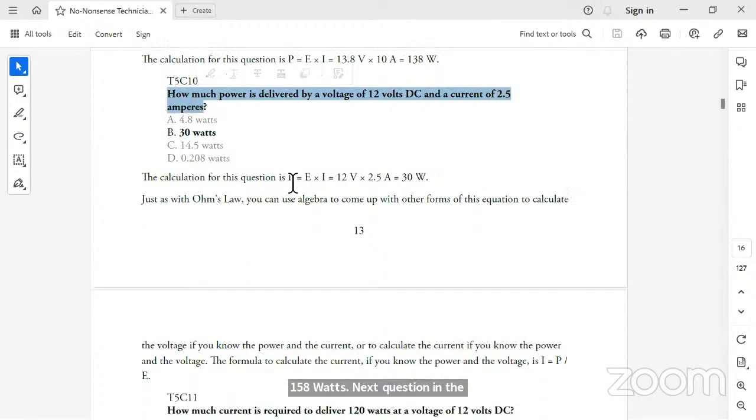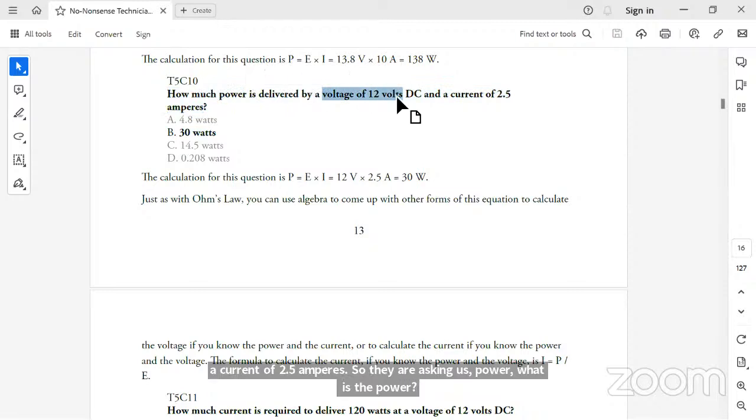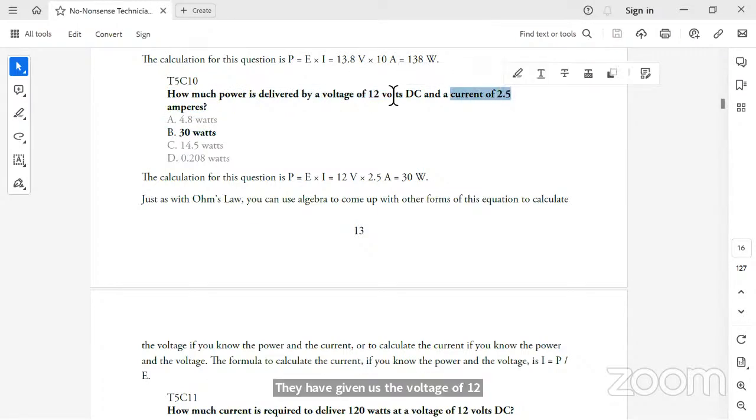Next question in the question pool. Again, we covered all of these during the theory. How much power is delivered by a voltage of 12 volts DC and a current of 2.5 amperes? So they are asking us power. They have given us the voltage of 12 volts and the current of 2.5. So we also use the power formula. P is equal to IE, multiply the two, and we get 30 watts.